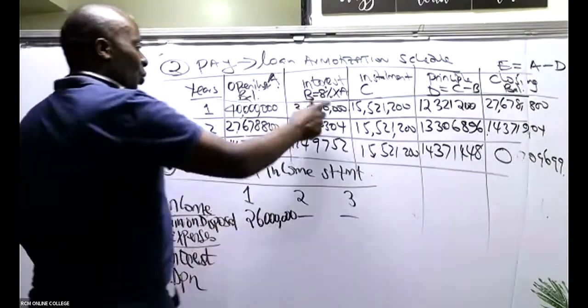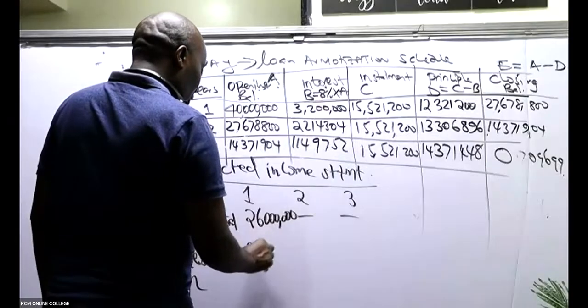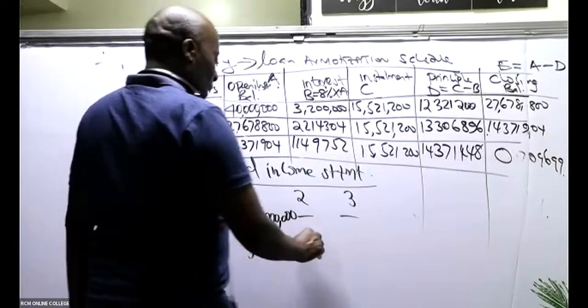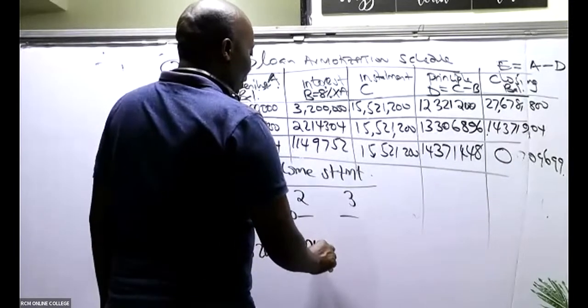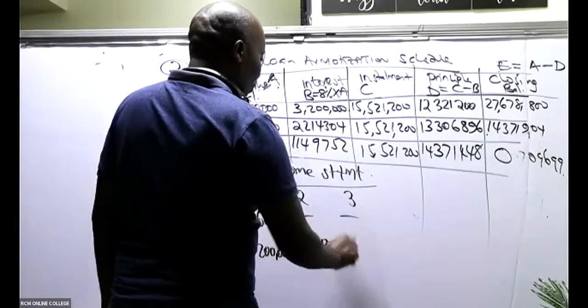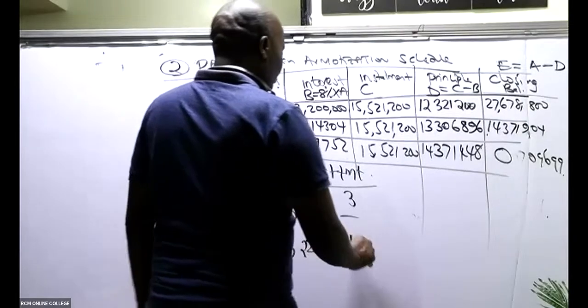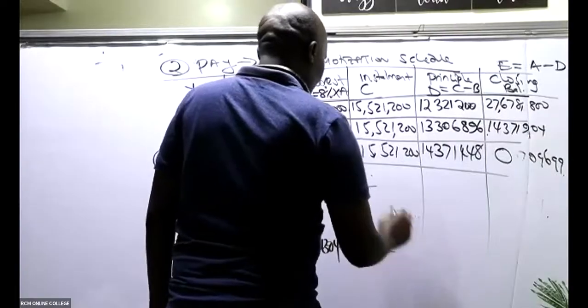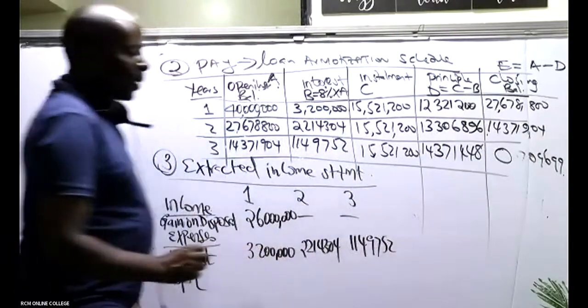Then interest is what we have here. So this is 3,200. Year number 2, we have 221,4304. Then we have 114, 97, 52, 97, 52, 97, 52.